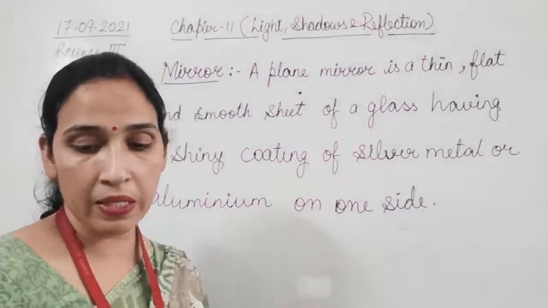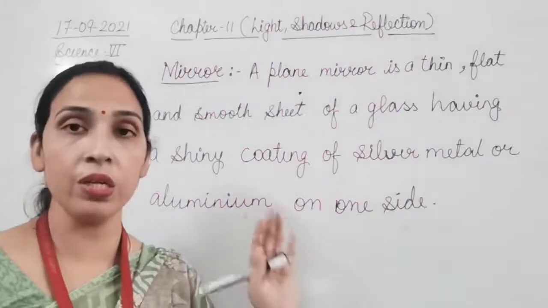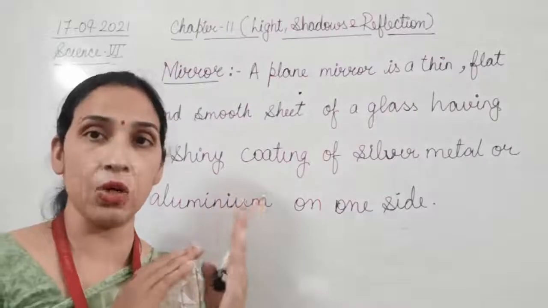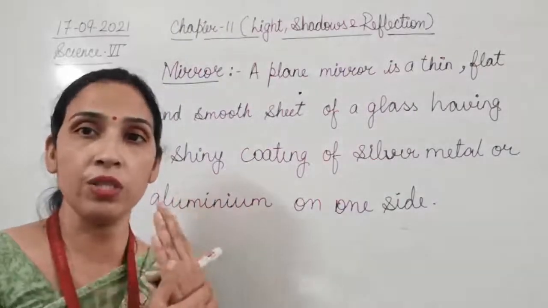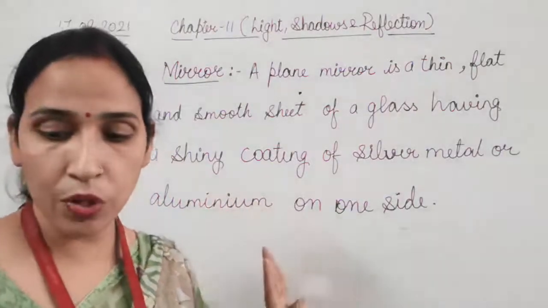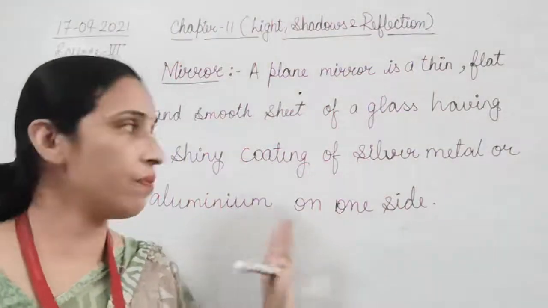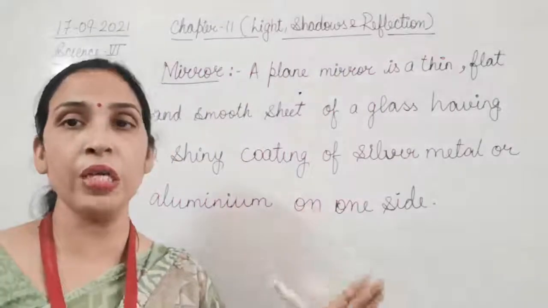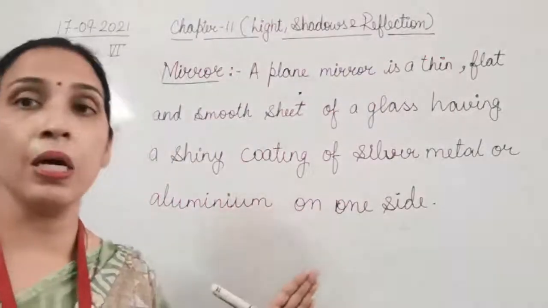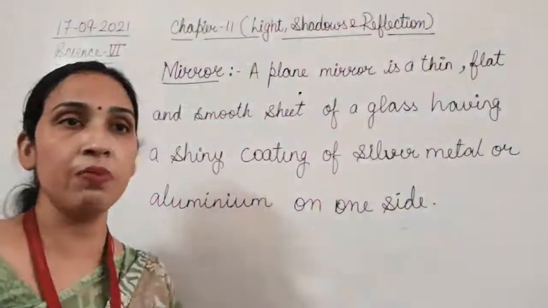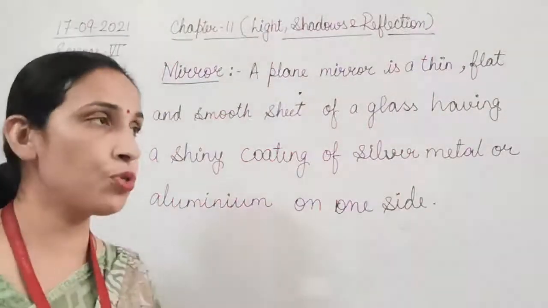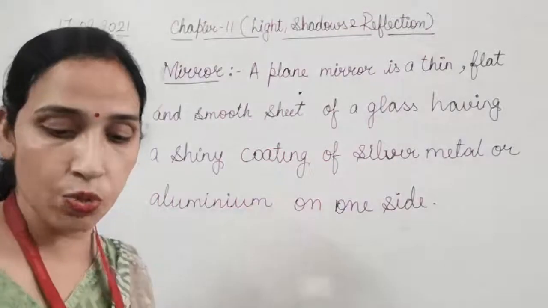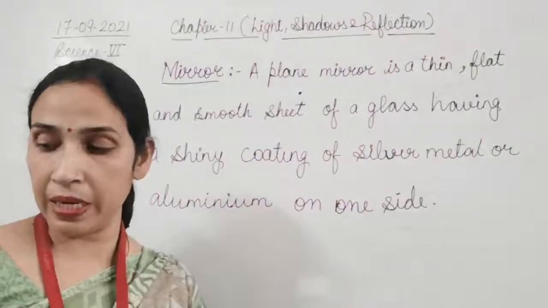Reflection in a plane mirror takes place at the silver surface inside it. The other side is the polished surface inside, which is the reflecting one. Plane mirrors, or mirrors, which we generally use at home, in dressing tables and in washrooms, are all called plane mirrors.